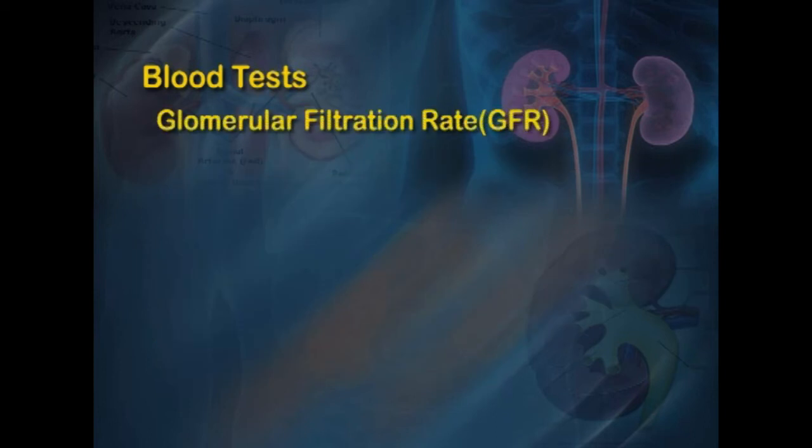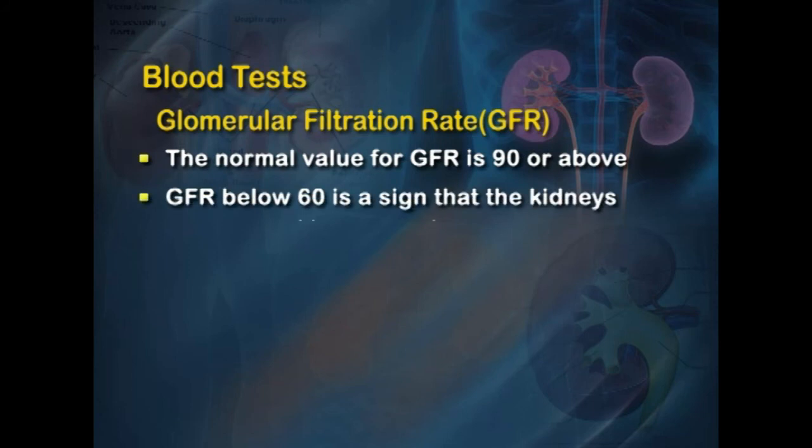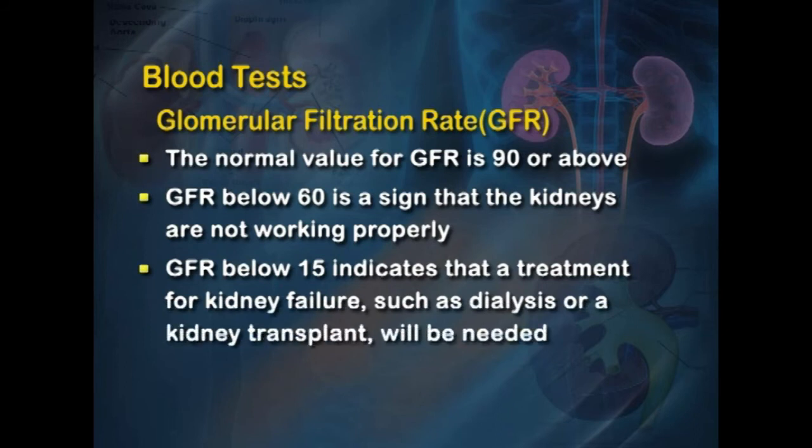The normal value for GFR though is 120 ml per minute. Even 90 and above can be considered normal. But a GFR below 60 is a sign that the kidneys may not be working properly. And if it is below 15, it indicates that the treatment for kidney failure such as dialysis or a kidney transplant may be needed for the individual.